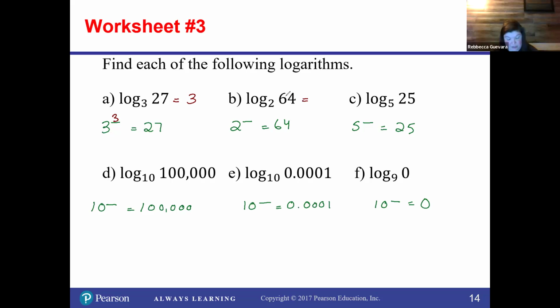Log base 2 of 64. If you weren't sure, you can always go 2 to the power of 2, that's 4. The power of 3, that's 8. The power of 4, that's 16. To the power of 5, that's 32. To the power of 6, that gives me 64. So the power on 2 that gives me 64 is 6, so log base 2 of 64 is 6.